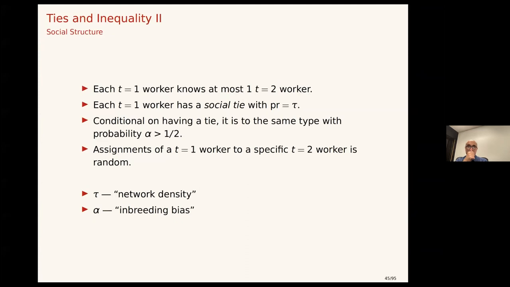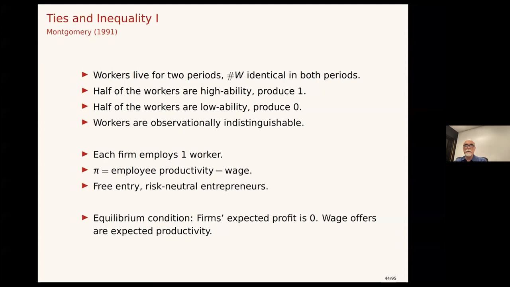But before we talk about social structure, we might ask, suppose that what I've described is the basic economic model. What does the wage rate have to be? Okay, if half of the workers are high ability and half of the workers are low ability, right, then expected output has got to be one half, right? And therefore the wage rate has to be one half if expected profits are going to be zero.